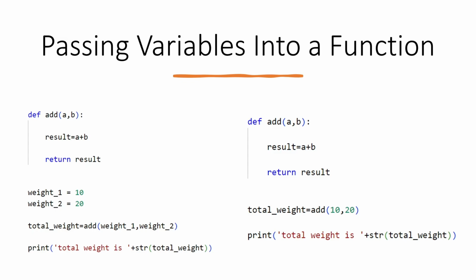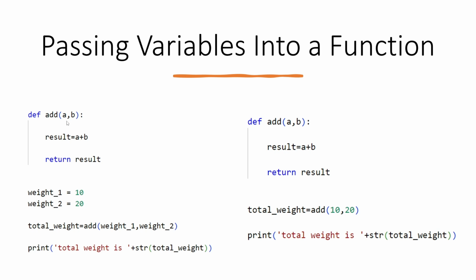Now in a function, I can pass values either as values or as variables. In the example on the left, I've declared two variables, weight1 and weight2. Now when I call the function, I can pass the variable names, and when those variable names get passed into the function, the variable weight1 doesn't really get passed. These two values get passed.